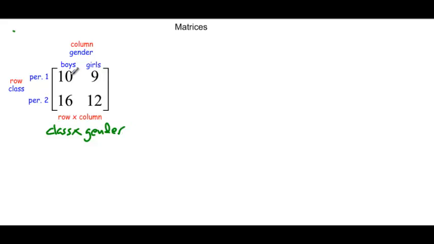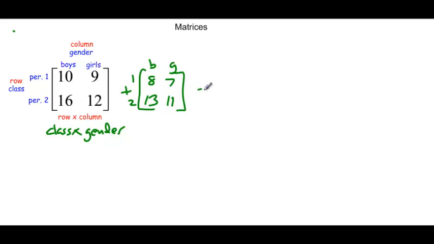And so here we'd say, okay, there's 10 boys in period 1 and 9 girls in period 1, and 16 and 12 respectively in period 2. Now if I want to add this to another set of data, let's say another teacher's data, we would do boys and girls, and then first period, second period, and they had 8 boys and 7 girls in that class, and then 13 boys and 11 girls in the second class.